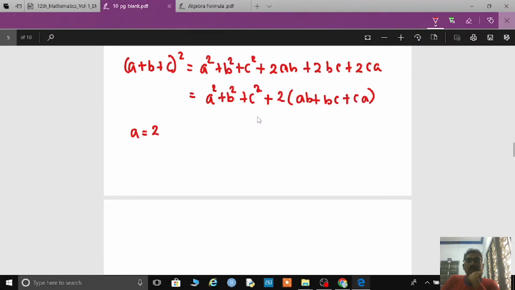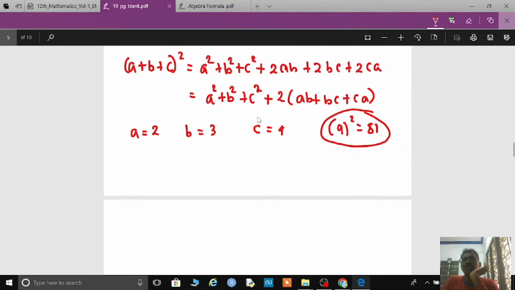Okay, let's consider the values. a is equal to 2, b is equal to 3, c is equal to 4. Just add them: 2 plus 3 is 5, 5 plus 4 is 9. So what about 9 square? 9 square is equal to 81. So this is the manual calculation. Now we want to apply this formula. So let's replace a is equal to 2, b is equal to 3, c is equal to 4.